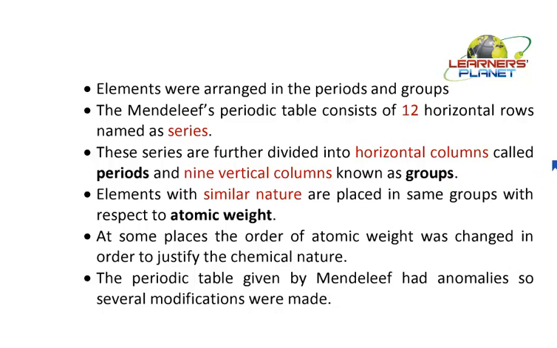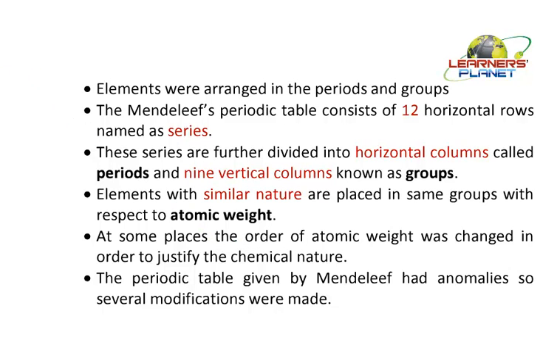In Mendeleev's original periodic table, if you see, there are 12 horizontal rows, and these are further divided into horizontal columns called periods, and there were 9 vertical columns known as groups. The elements with similar nature, that is the nature of their oxides or their hydroxides, are placed in the same group with respect to the atomic weight.